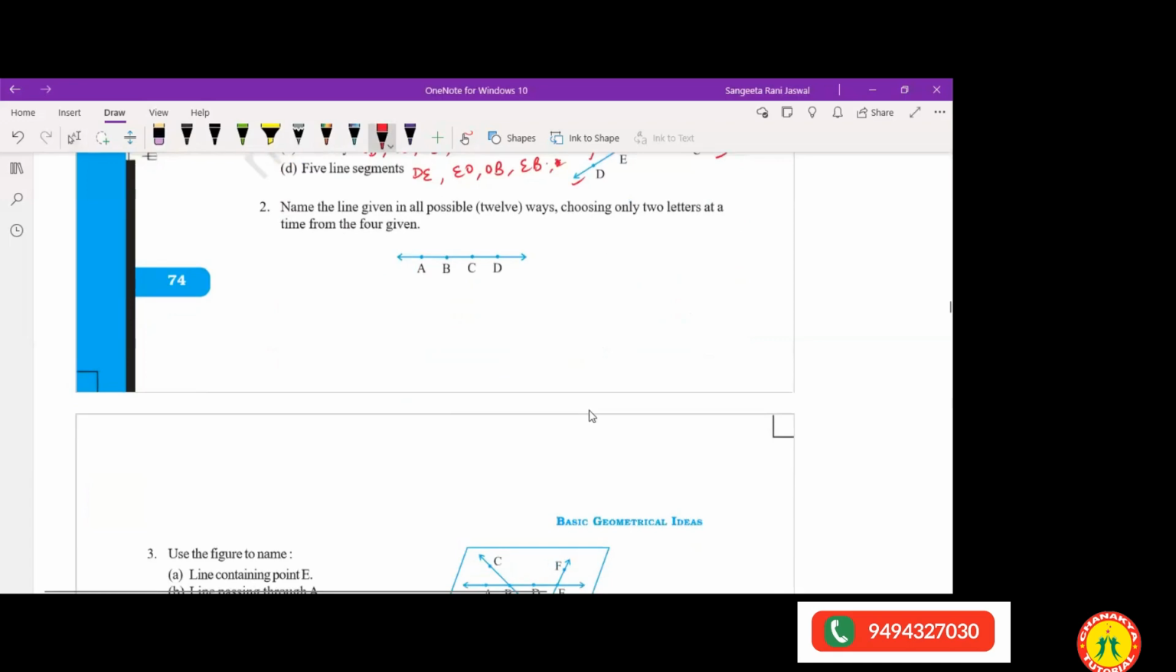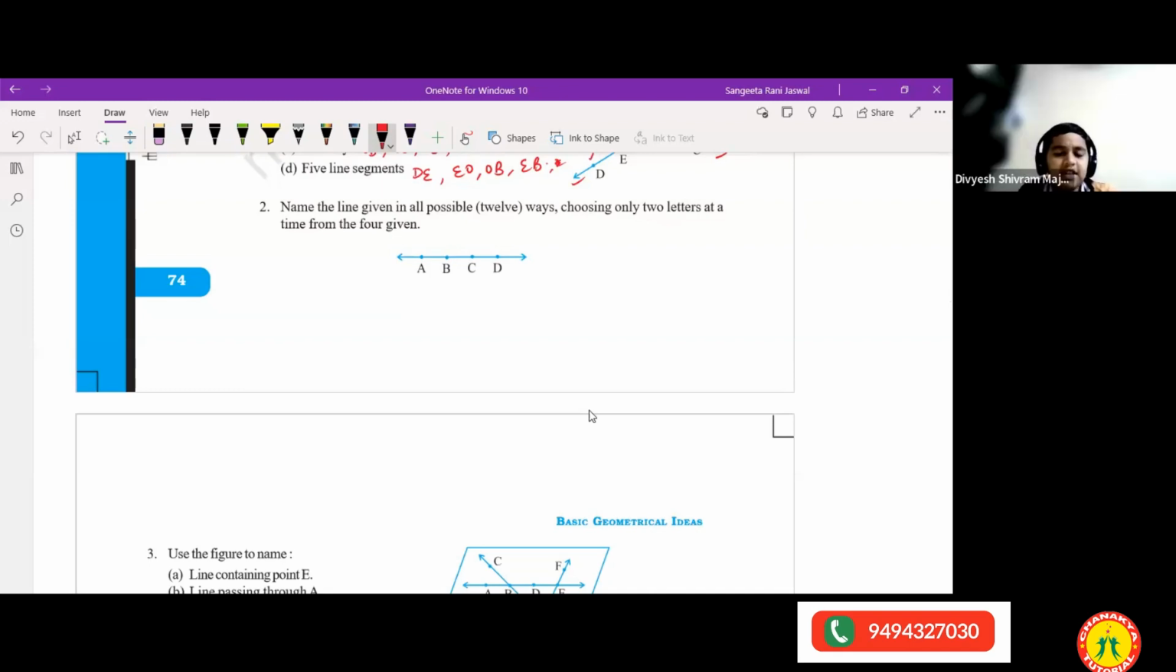Okay, now see this. Name the line given in all possible 12 ways, choosing only 2 letters at a time from the 4 given. Now you have to name this line in 12 possible ways, choosing only 2 letters at a time.